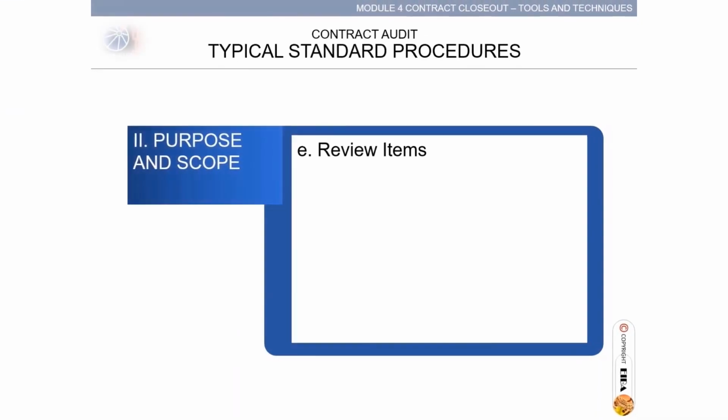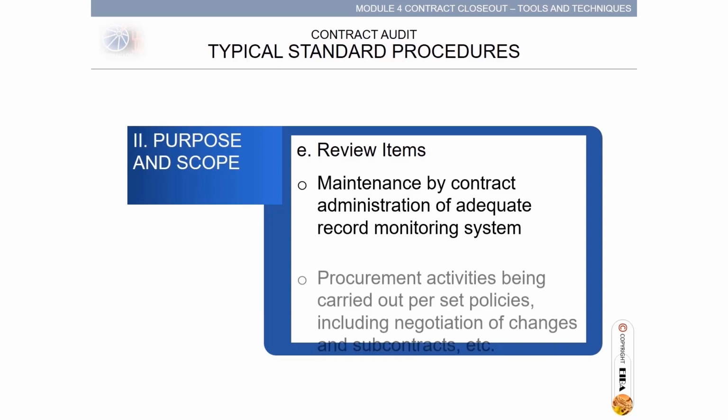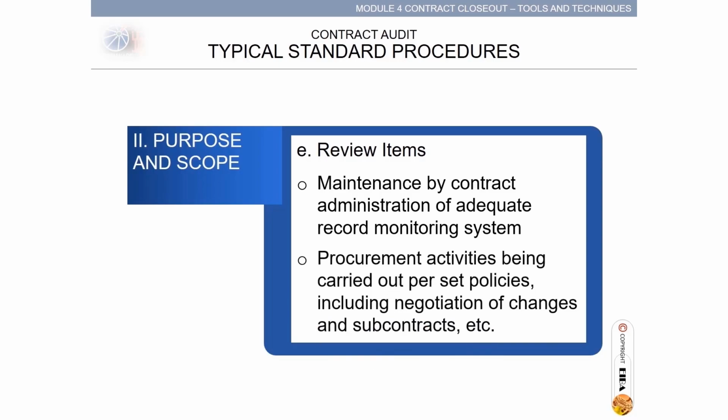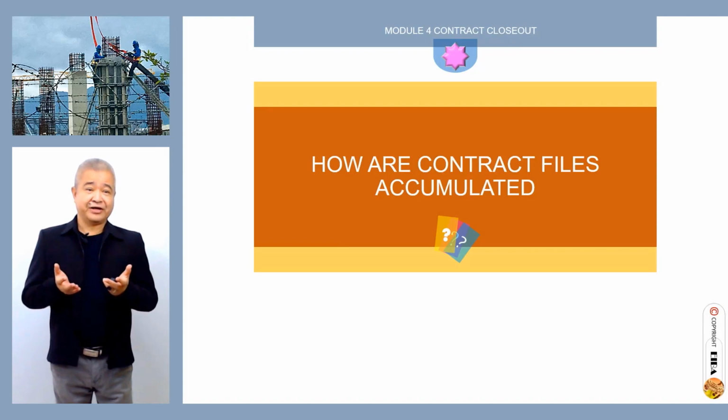Section E, Review Items continuation. Maintenance by contract administration of adequate record monitoring system. Procurement activities being carried out per set policies, including negotiation of changes and subcontracts, etc. Another question for you: how are contract files accumulated?